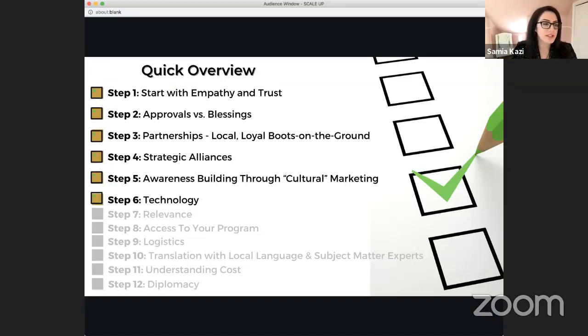What are the first 6 steps that we're going to cover? We're going to talk about how important building empathy and trust is. We'll talk about approvals and blessings. What's the difference between those? Then we'll talk about partnerships and strategic alliances. What's the difference between the two, and when do you partner with someone, and when do you establish a strategic alliance? Then we'll talk about awareness through cultural marketing, and technology as well.